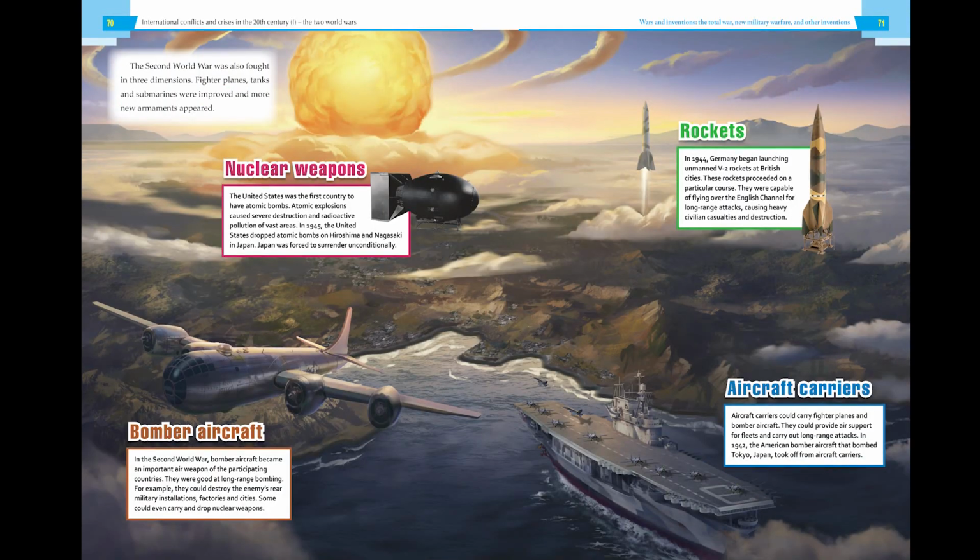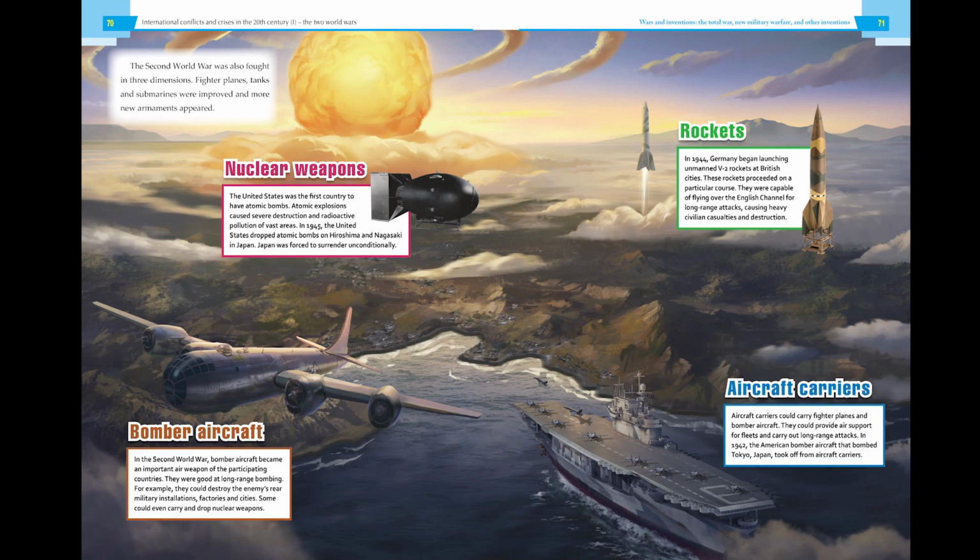The Second World War was also fought in three dimensions. Fighter planes, tanks, and submarines were improved and more new armaments appeared. Nuclear weapons. The United States was the first country to have atomic bombs. Atomic explosions caused severe destruction and radioactive pollution of vast areas. In 1945, the United States dropped atomic bombs on Hiroshima and Nagasaki in Japan. Japan was forced to surrender unconditionally.